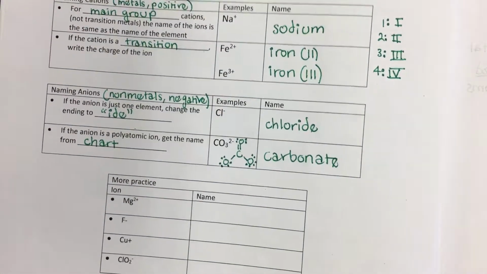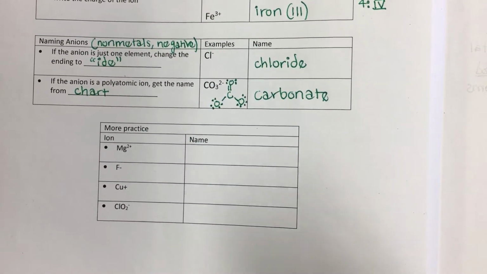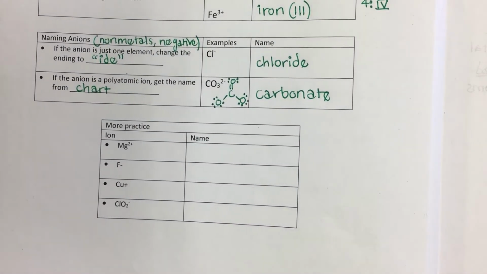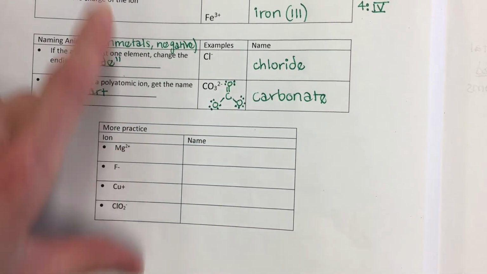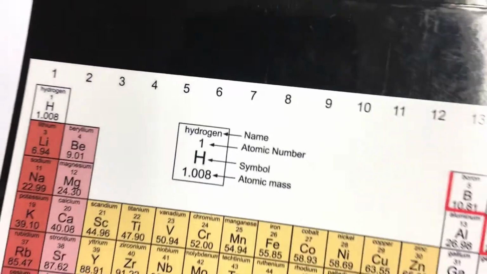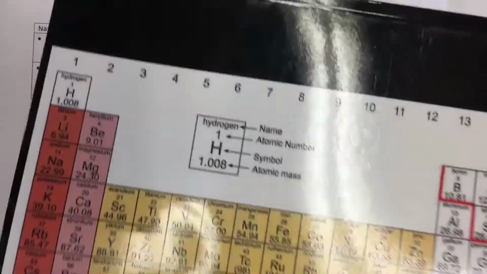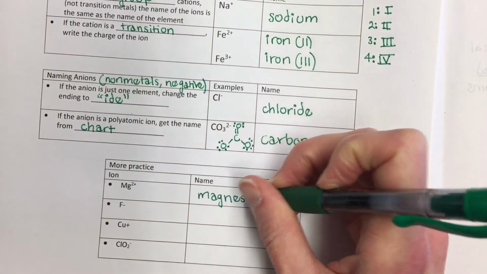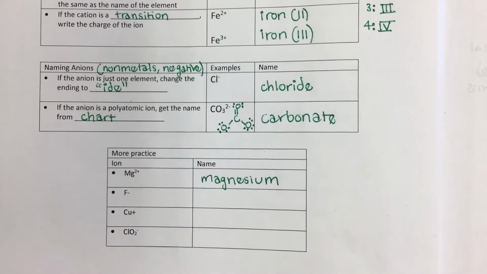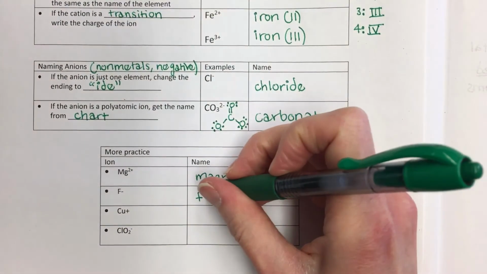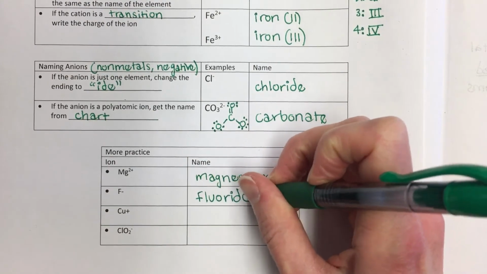So let's just do a couple of practices and then we'll be done. If we look at magnesium, we want to name the ion magnesium 2+. So it's a cation because it's positive. So our cation rules say it's either going to just have the same name or it's going to have a Roman numeral. Magnesium is just in the main group, so it's just going to have its normal name. So it's just going to be called magnesium. Let's try F-, that's fluorine becoming an ion. It's an anion, it's just one element. So we just need to change the ending of its name to "ide." So it's going to be fluoride.